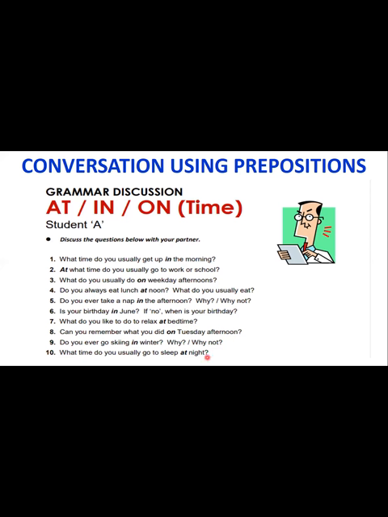Okay, so those are the questions, but because of the time, I will just take a picture. I would like you to read these questions, and tomorrow we are going to work on this conversation in breakout rooms, okay? Do you have questions so far about these prepositions?